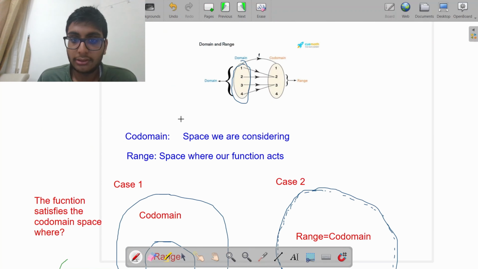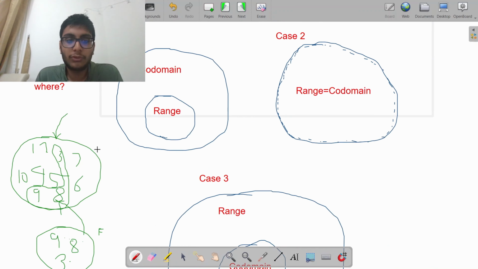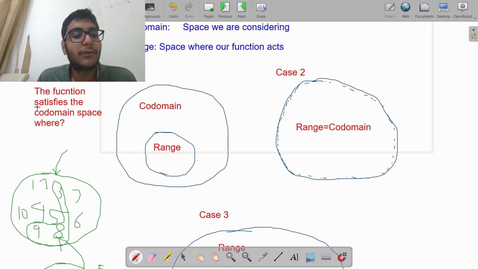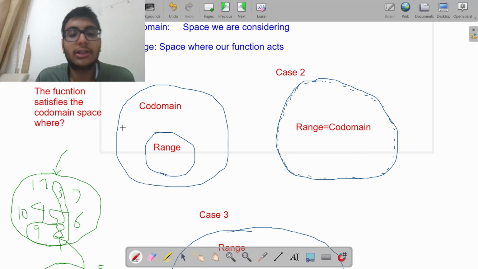Now, we'll connect the topic in a few minutes, but let us first solve this question and get our understanding clear. If you understood this, you will understand what I'm gonna say next. So over here the question is, the function satisfies the codomain space where? Well, the English is a bit wrong over here, but what it's actually trying to say is whether the range is equal to the codomain space, or whether the range is as big of a group as a codomain space. Here, in this case, it isn't.